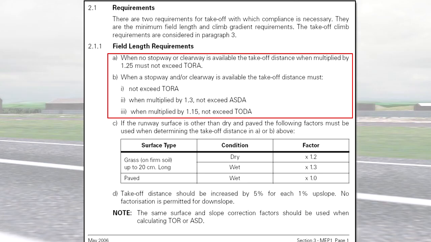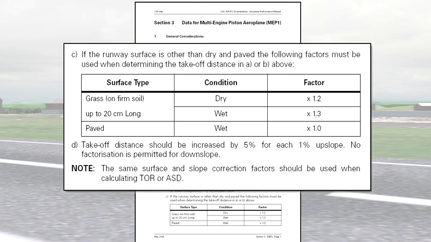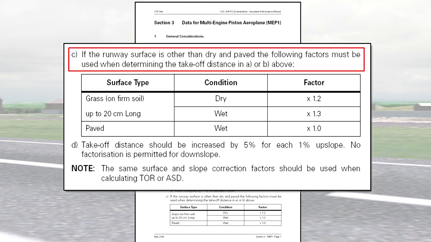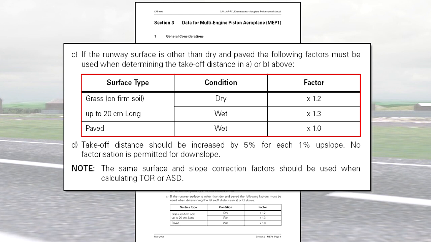Having discussed the regulations detailing the maximum takeoff distance that may be permitted at an airfield, this next part of the lesson will detail the regulations governing how the takeoff distance is corrected for non-standard conditions. These regulations stipulate what correction factors must be applied to the takeoff distance when the runway conditions are different from standard. At the top of page 1, section 3, under paragraph C, in the CAP 698, it states that if the runway is other than dry and paved, the following correction factors must be used when determining the takeoff distance. These correction factors are shown on screen.